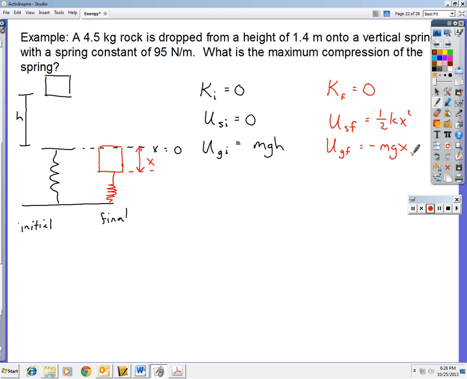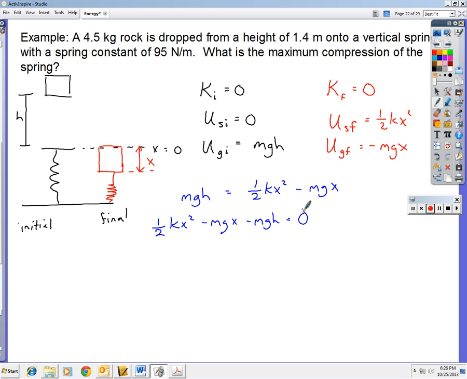Now, because there's no friction or air resistance, or at least we're assuming there's none, we can set the initial energy equal to the final energy. So mgh is the initial energy, equals the final energy, 1/2 kx squared, minus mgx. Now notice that x is unknown, so we've got a quadratic equation here. And when we have a quadratic, we get everything on one side of the equation.